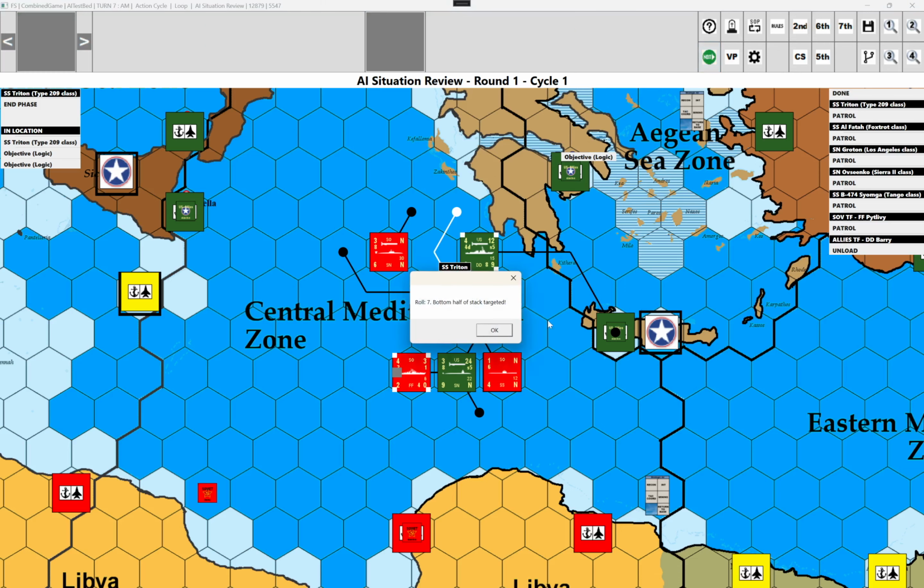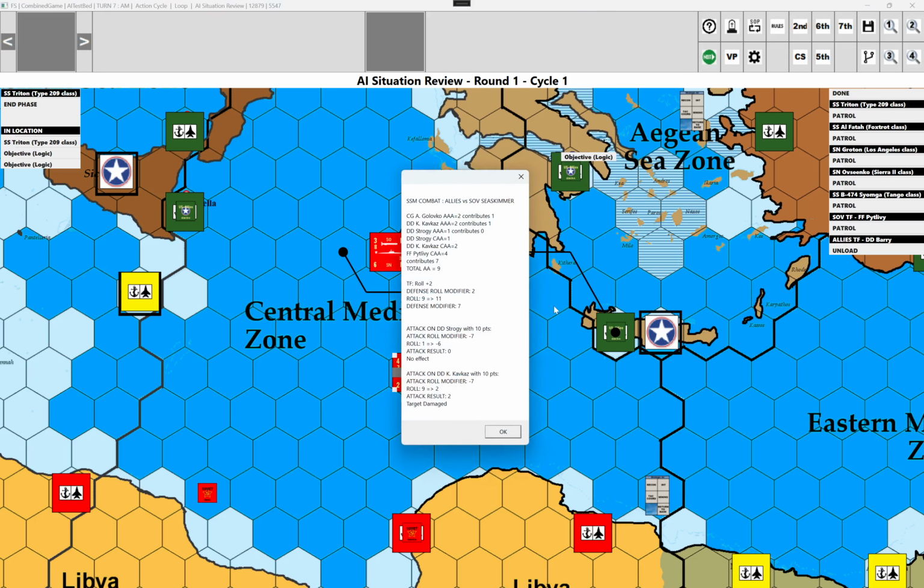Bottom half of stack targeted. Here we go. Target damaged. So 20 points came in from somewhere. My guess would be the Americans, I mean from the task force. All right, target damaged. He attacked the Strogi and the Kavkaz. So now we have 2 ships damaged.